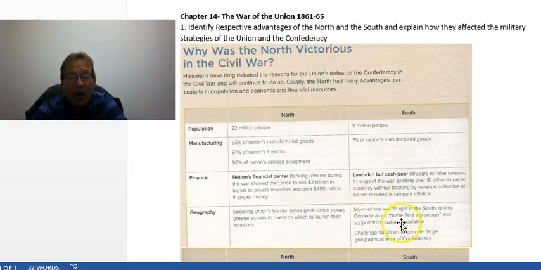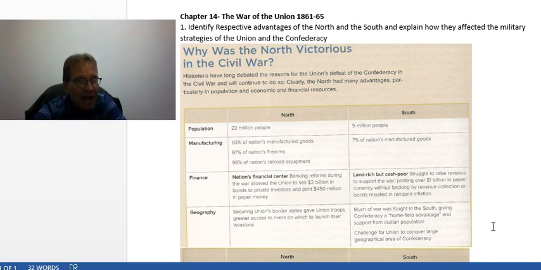And geography is also a Southern advantage because most of the war is fought in the South. And they're playing on home turf. And they will get support from the local population. Union armies advancing into the South will meet great hostility. The Yankees are not wanted in the South. And this is going to be difficult for the North to come down and conquer this huge geographical area.